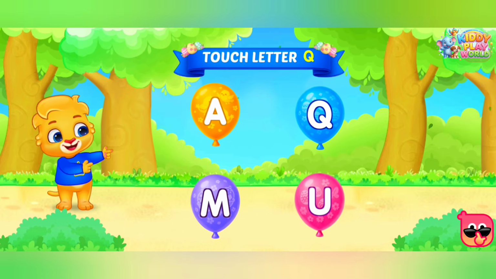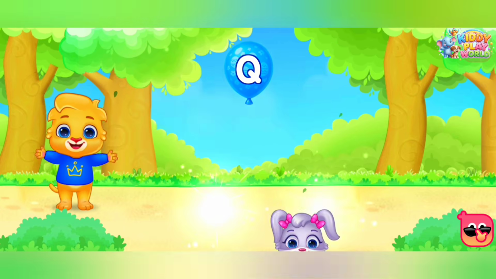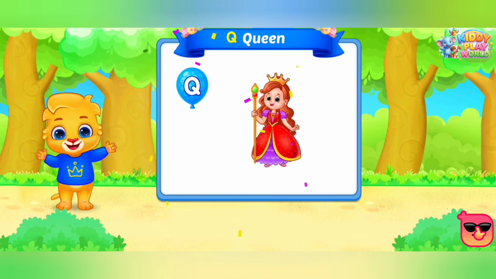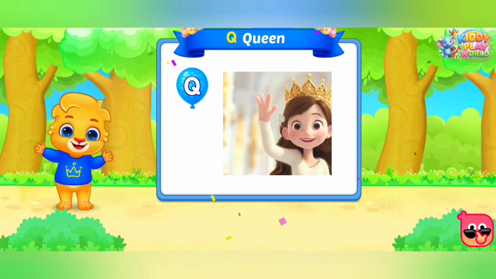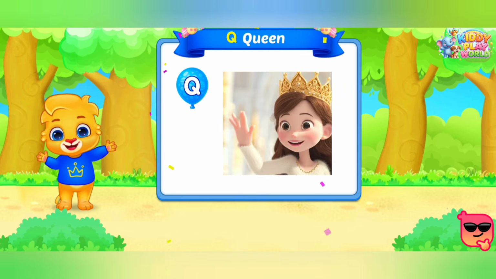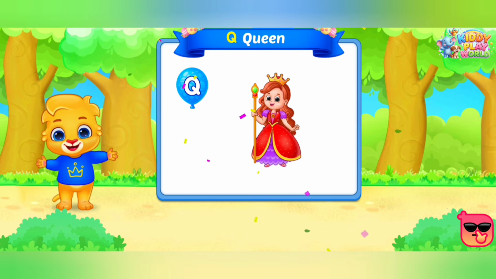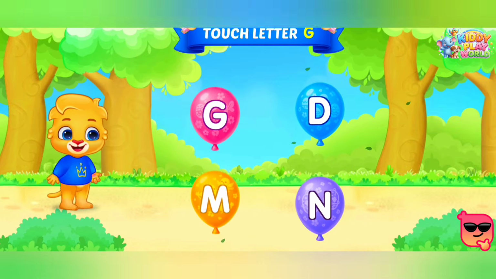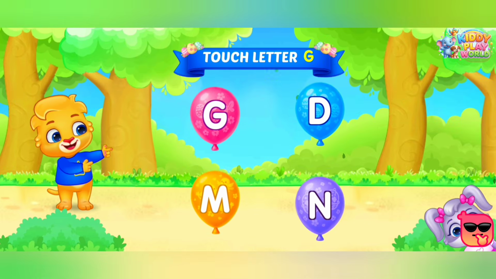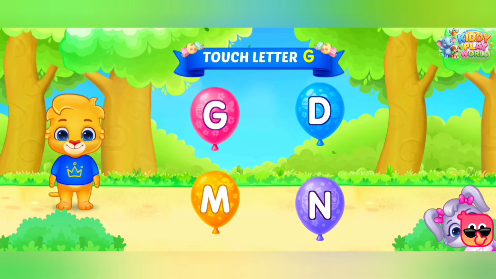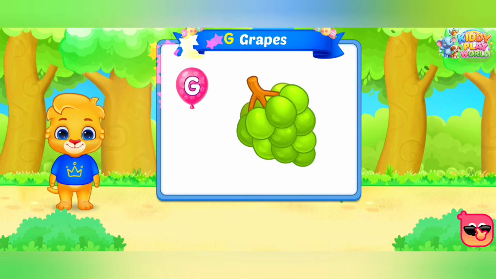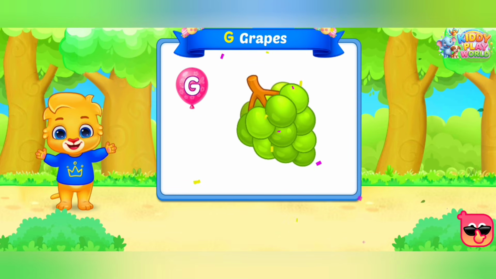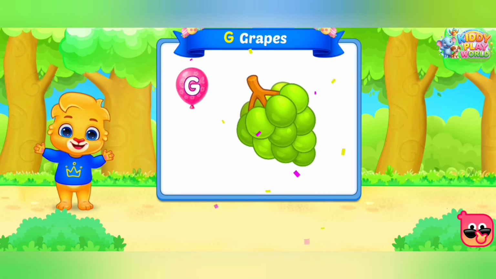Touch letter Q. Q is for queen. Touch letter G. G is for grapes.